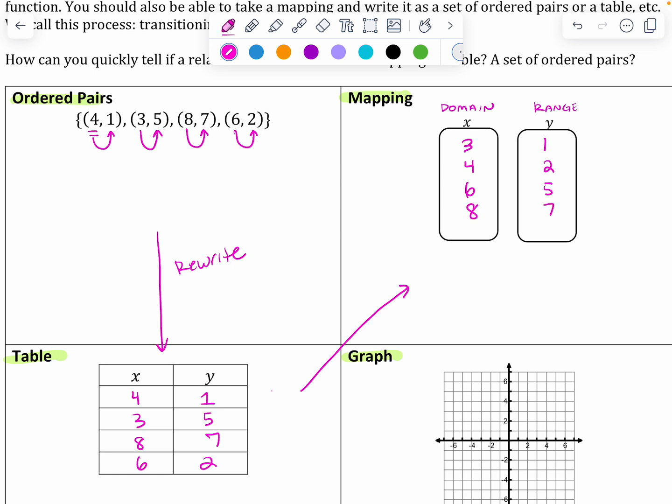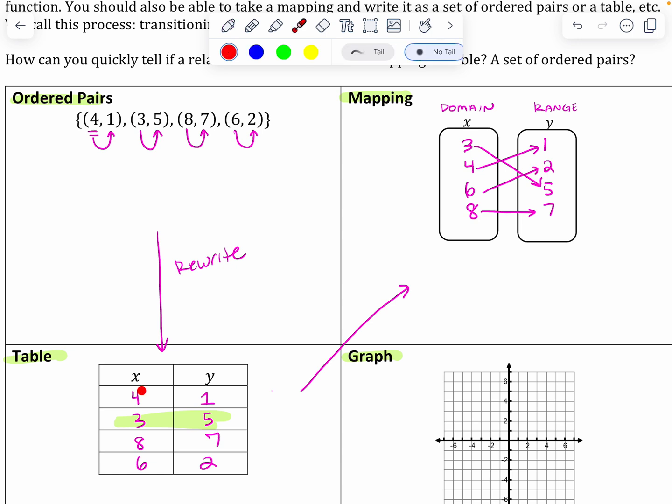And the reason I can rearrange them is because the way that we show connections is not across, it's through arrows. So the input of 3 gave me a 5. So that means I'm going to connect 3 to a 5 with an arrow like this. 4 gives me 1, so I'm going to draw it like this. In the table, 8 gives me 7, so I'm going to draw the arrow from 8 to 7. And lastly, 6 gives me 2, and ta-da.